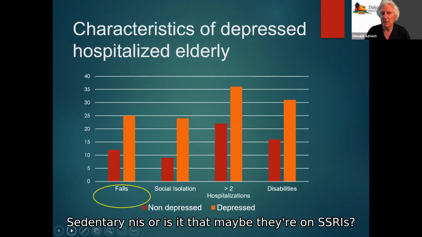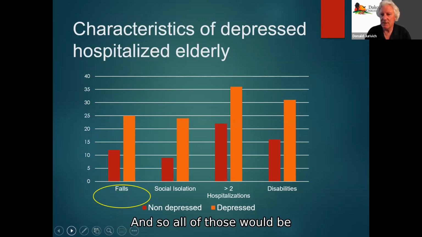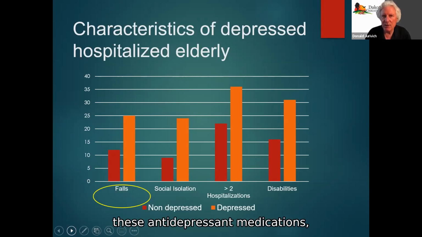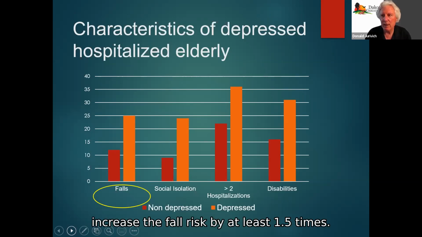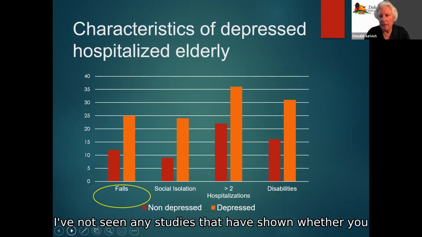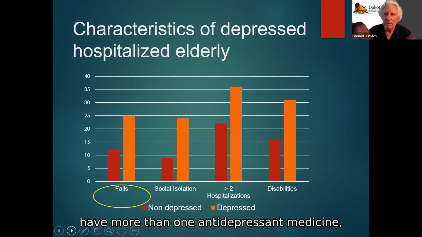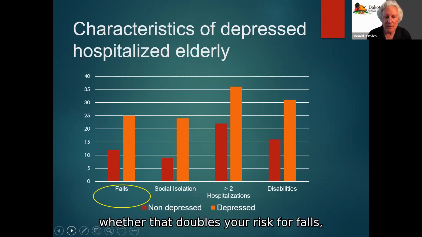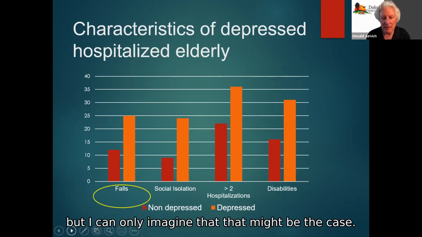Or is it that maybe they're on SSRIs? And so all of those would be true, because it turns out that SSRIs, these antidepressant medications, increase the fall risk by at least 1.5 times. And I've not seen any studies that have shown whether having more than one antidepressant medicine doubles your risk for falls, but I can only imagine that might be the case.